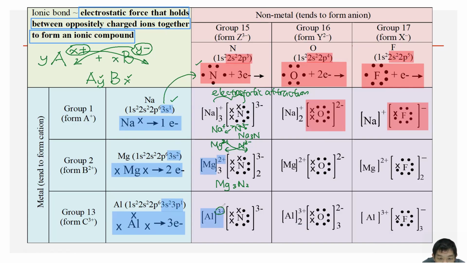If Al3+ and N3-, since they share a neutral charge, there is no need to multiply by 3 because the lowest common multiple here is 3. So you have the formula AlN. Understand?